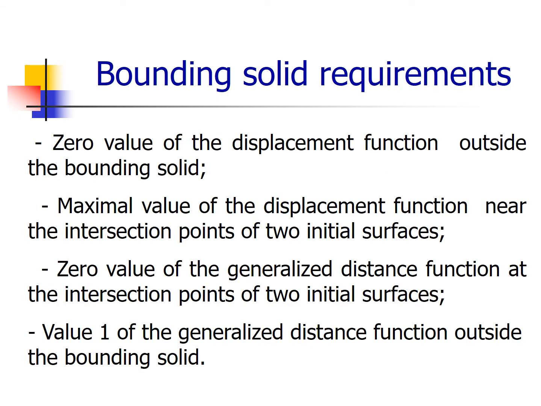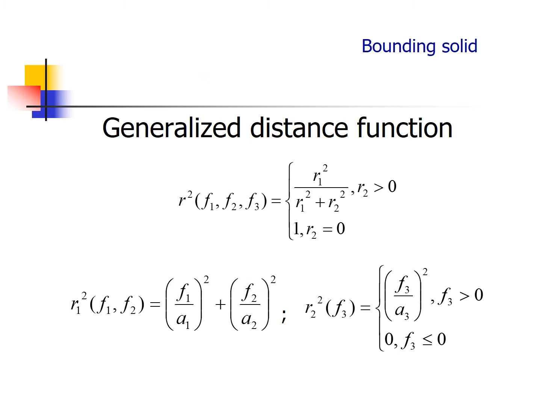Let's consider bounding solid requirements. First of all, the zero value of the displacement function should be outside the bounding solid. Secondly, the maximal value of the displacement function should be near the intersection point of two initial surfaces. Also, the zero value of the generalized distance function r should be at the intersection points of two initial surfaces. And finally, the value 1 of the function r should be outside the bounding solid. The following definition for the generalized distance function satisfies the above requirements.